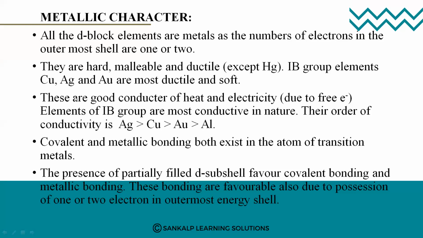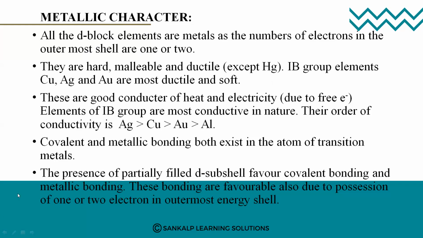Group 1B elements, that is copper, Ag and Au, silver and gold, are most ductile and soft. So they are soft in nature, malleable, and ductile. Then these are good conductors of heat and electricity. These are also characteristics of metals. They are good conductors of heat and electricity.